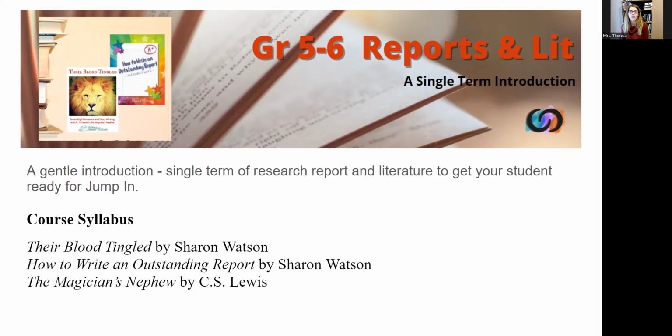And in their Blood Tingled, we read The Magician's Nephew, and we look at that book through a literary lens. We look at it through a writer's lens. So how did the author do the things that he did, and why would he write that way? What effect does it have? And we actually get to write some fiction in copying some of the ways that he did that. This will really help students and open their eyes to how things are done in movies and books. So they will be able to see how sometimes their emotions are being manipulated. And that's a really vital skill for students to begin to learn at this age.